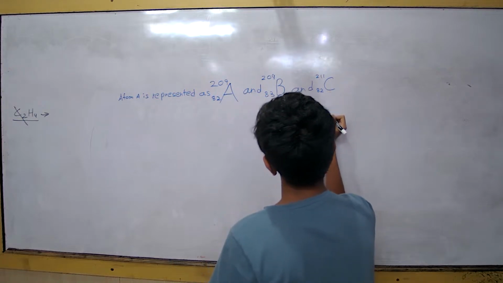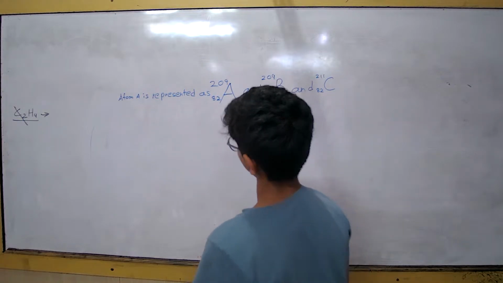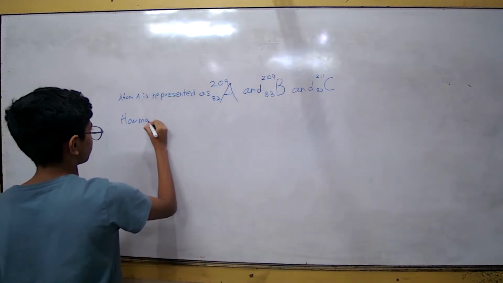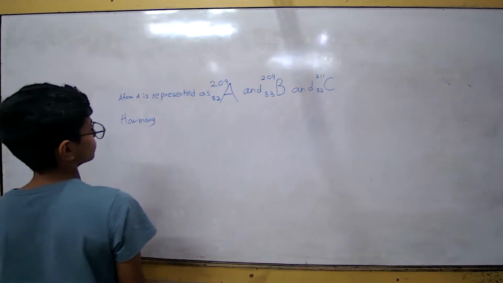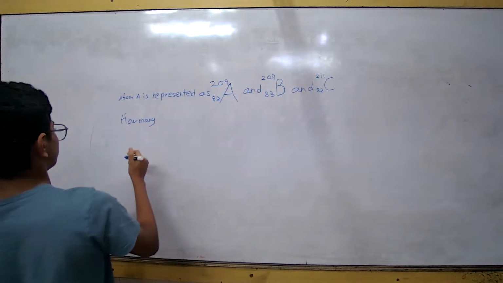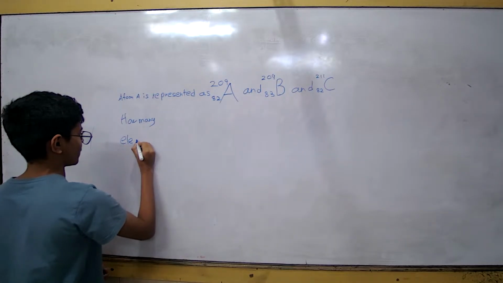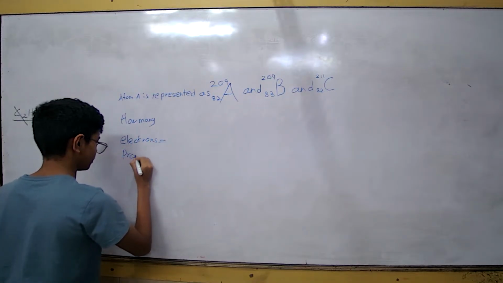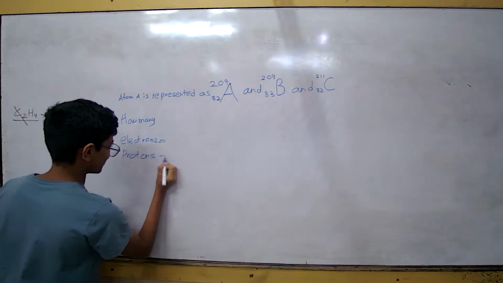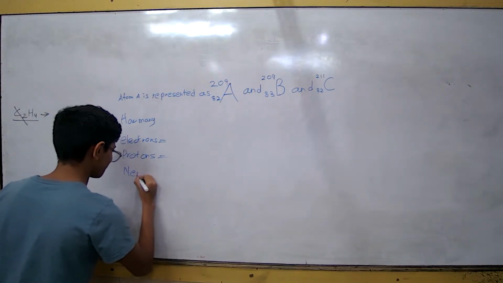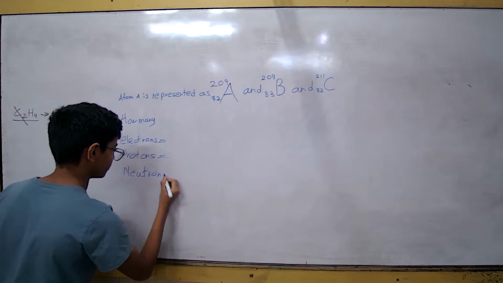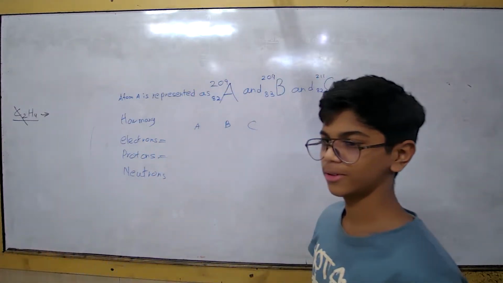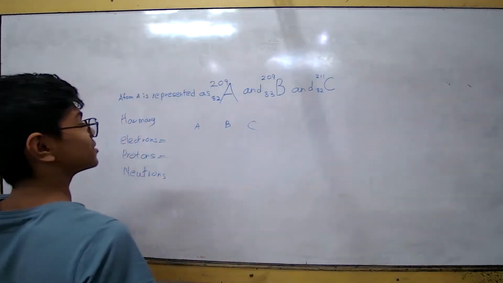Now, how many electrons, protons, and neutrons do A, B, and C have? Don't write down the question. Just write down electrons A, electrons B, electrons C, protons A, protons B, protons C, neutrons A, neutrons B, neutrons C. Hurry up! Don't work it out.